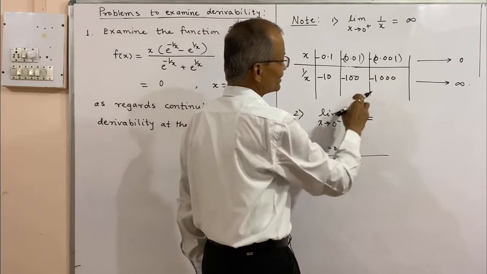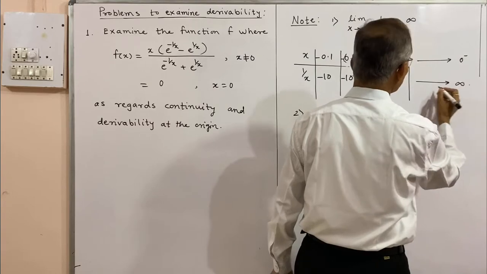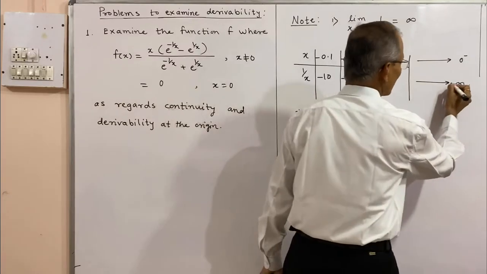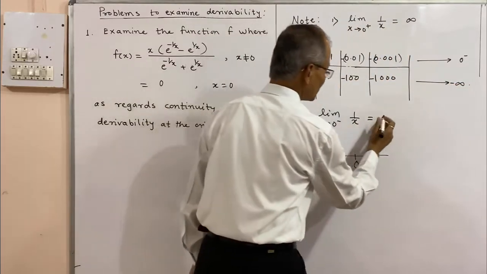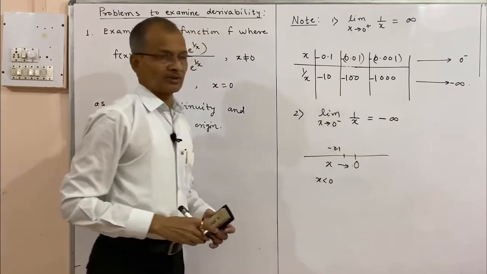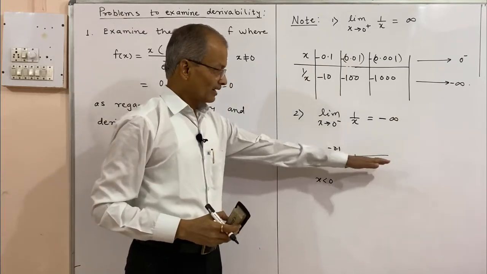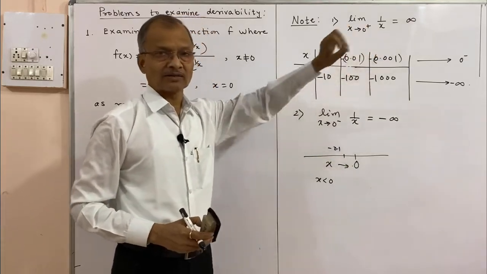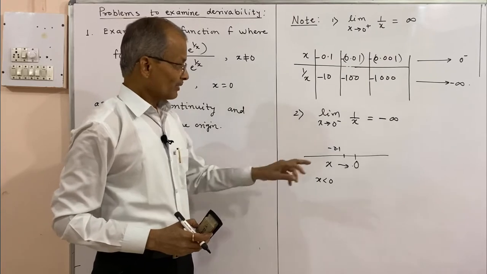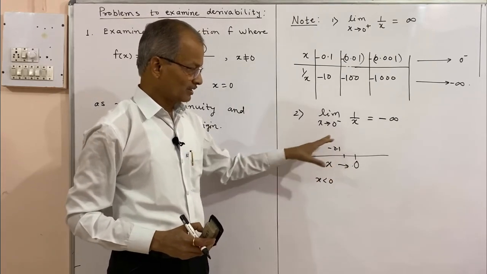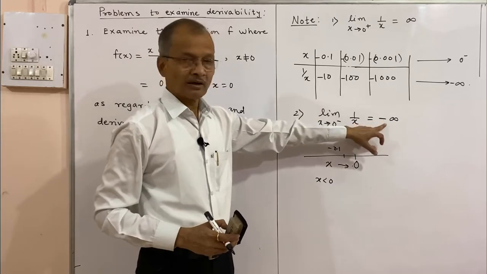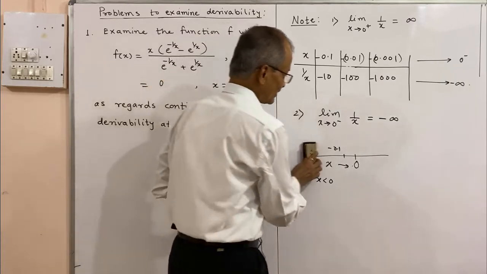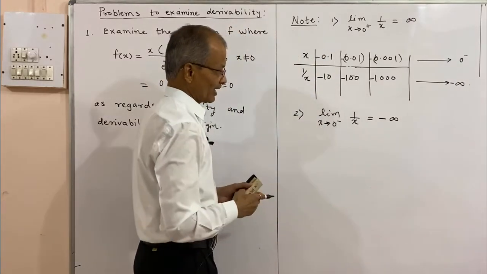Therefore, as x tends to 0 from the left, this becomes bigger and bigger with negative sign, and that means it will tend to minus infinity. So therefore, this limit is minus infinity. You note this. That is the difference. When x tends to 0 from the right, the limit of 1 by x is plus infinity, and when x tends to 0 from the left, because these are negative values and it becomes larger with negative sign, it tends to minus infinity. And thus we have the limit of 1 by x.